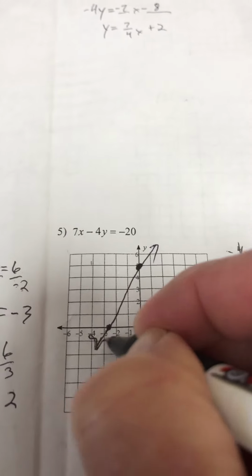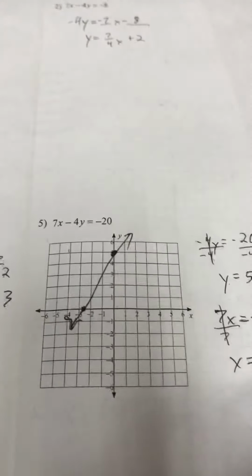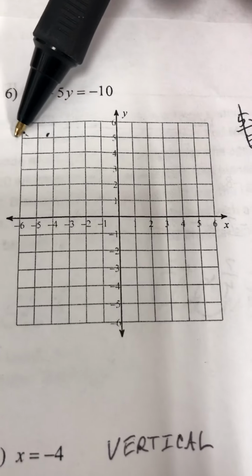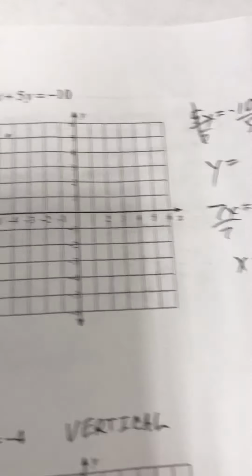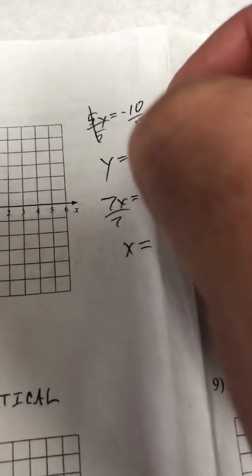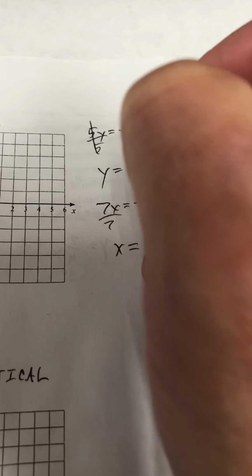Connect those. So you just go on the x-axis and go to negative 2.9. This one, when x is 0, I'm left with 5y equals negative 10. I divide both sides by 5. Negative 10 divided by 5 is negative 2. So I go to negative 2, put a point there. All right, can't forget those negatives.